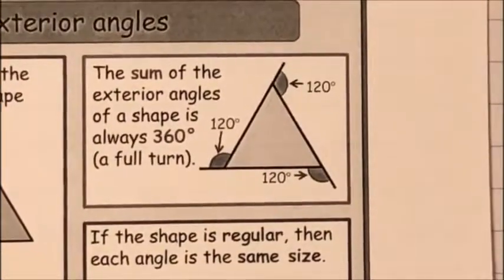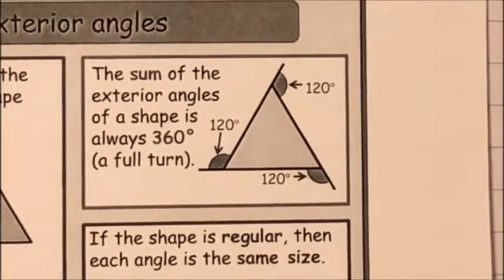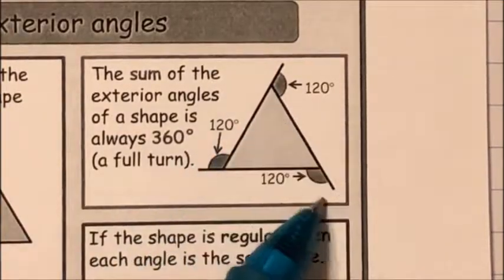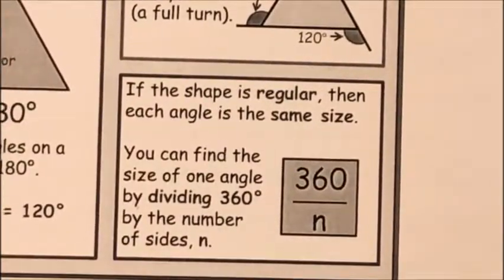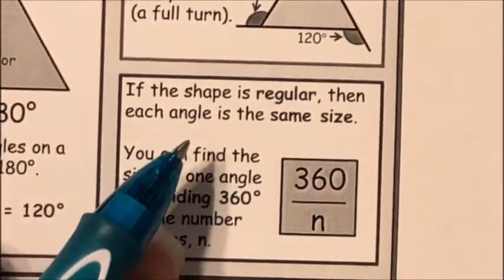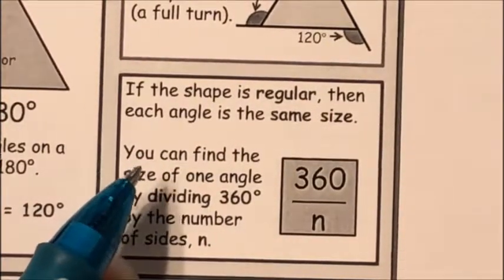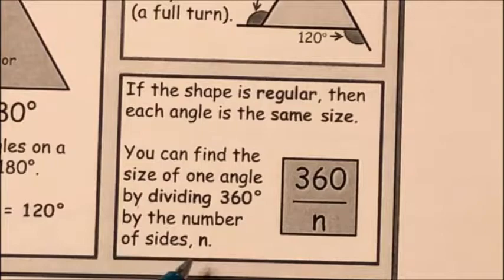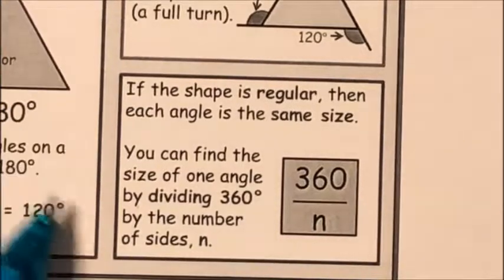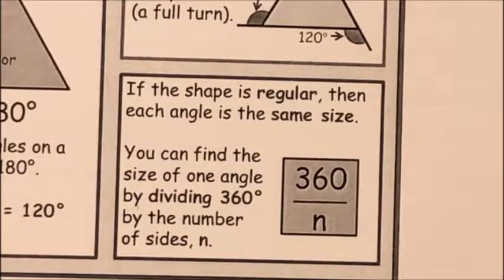The sum of the exterior angles of a shape is always 360, so always a full turn, or a circle. If I added each one of these together, I would get a full circle. If the shape is regular, then each angle is the same size. So remember, regular polygon means equiangular and equal sides. You can find the size of one exterior angle by dividing 360 by the number of sides n. For example, for a triangle, I take 360 divided by 3, which gives me 120.